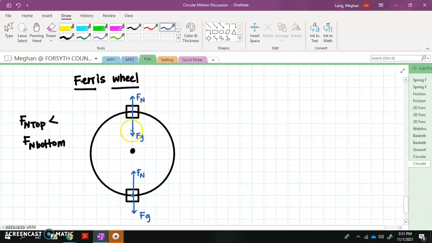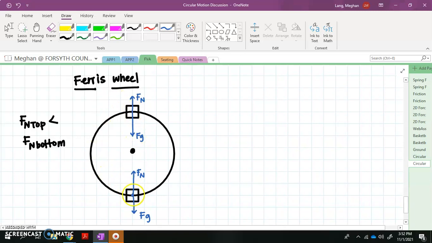And they have to change because you need the biggest force pointed towards the center no matter where you are in your motion. So at the top, the force of gravity has to be bigger than the normal force because if the normal force was bigger, then this object would accelerate away from the circle. Okay, but I need this force of gravity to be bigger towards the center so that I can have a net force towards the center, which would cause that centripetal acceleration.